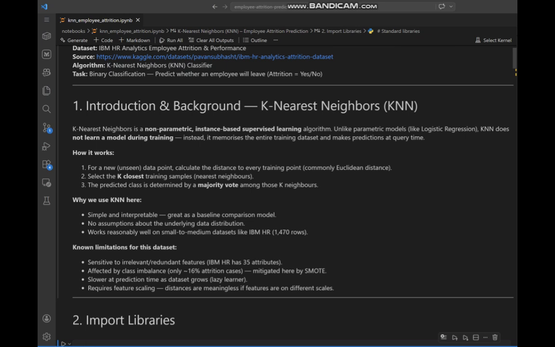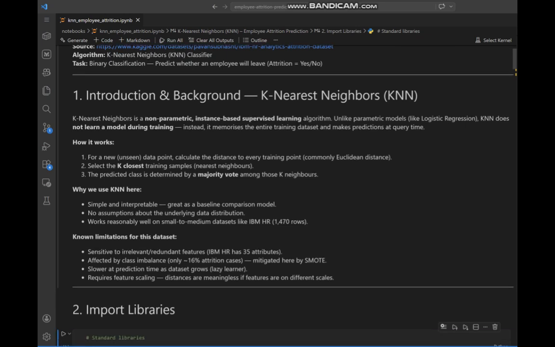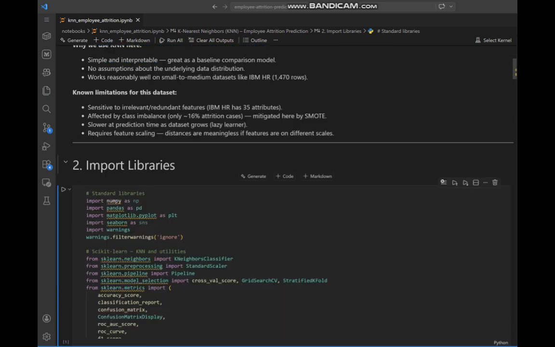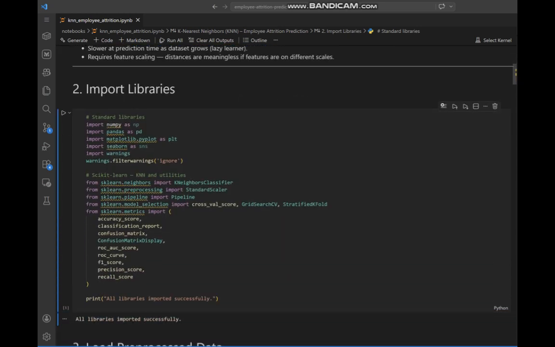We choose KNN as a clear baseline because it is simple, interpretable, and works reasonably on medium-sized data. We also note its limits: sensitivity to irrelevant features, class imbalance, high-dimensional distance issues, and slow inference as data grows. Section 2 is importing libraries.